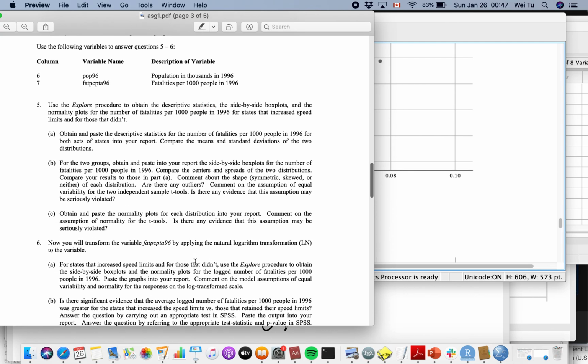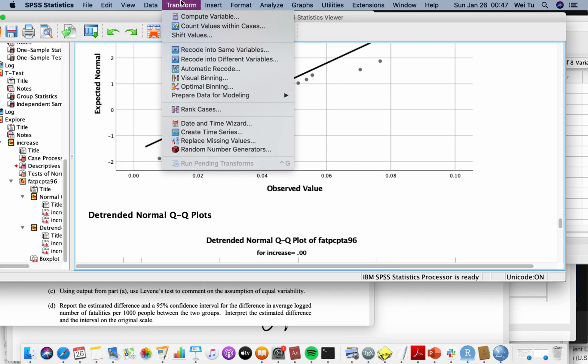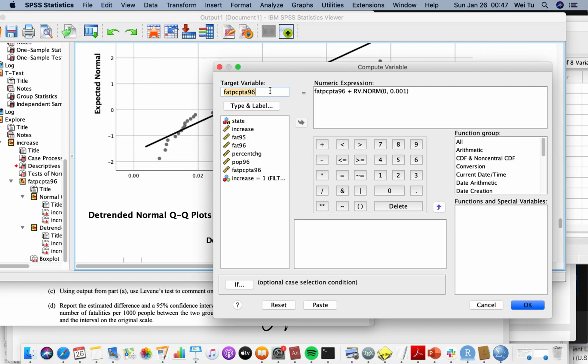That's why question 6 asks you to do a transformation, because now we see there's a little bit of non-normality in the data. We're going to fix this by doing a log transformation. So for question 6, we're going to compute a new variable. Basically, we do Transform, Compute Variable, and then we name the new variable.